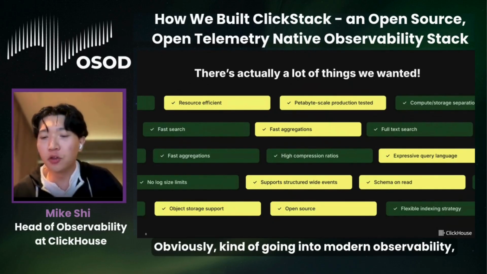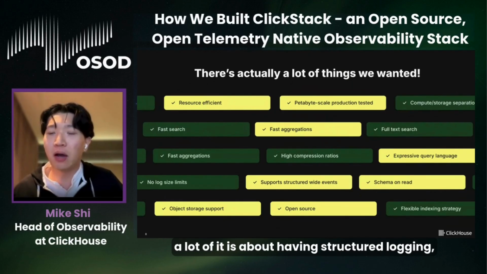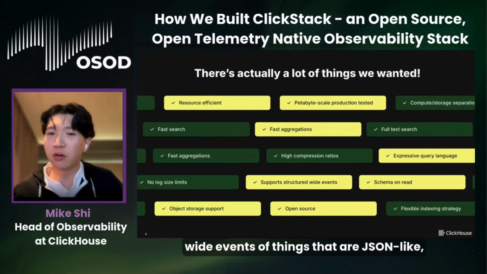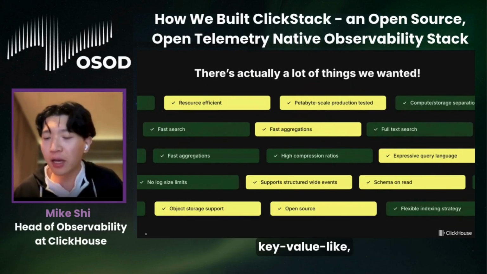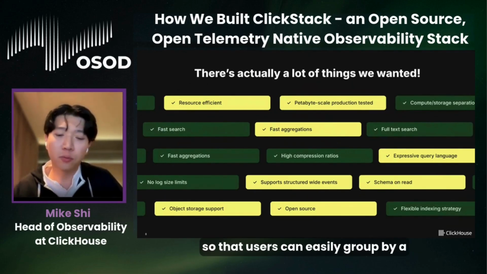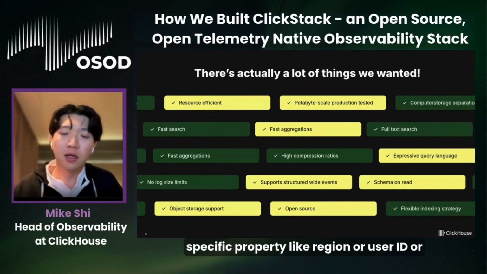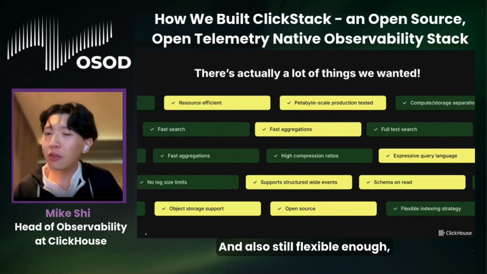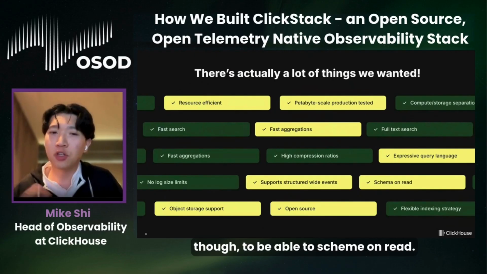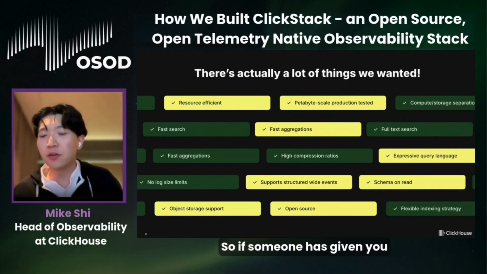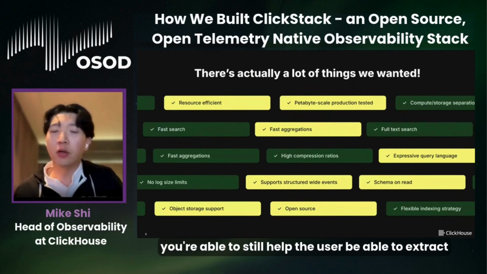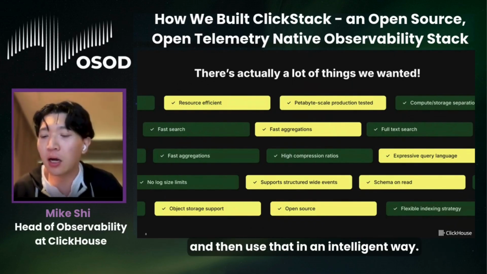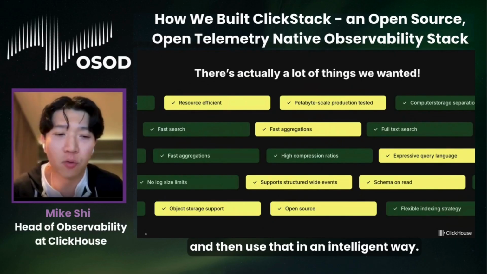Obviously, going into modern observability, a lot of it is about having structured logging, structured events, wide events that are JSON-like, key-value-like, so that users can easily group by a specific property like region or user ID or some other structured information. And also still flexible enough to be able to do schema on read. So if someone has given you an unstructured log, you're still able to help the user extract information and then use that in an intelligent way.